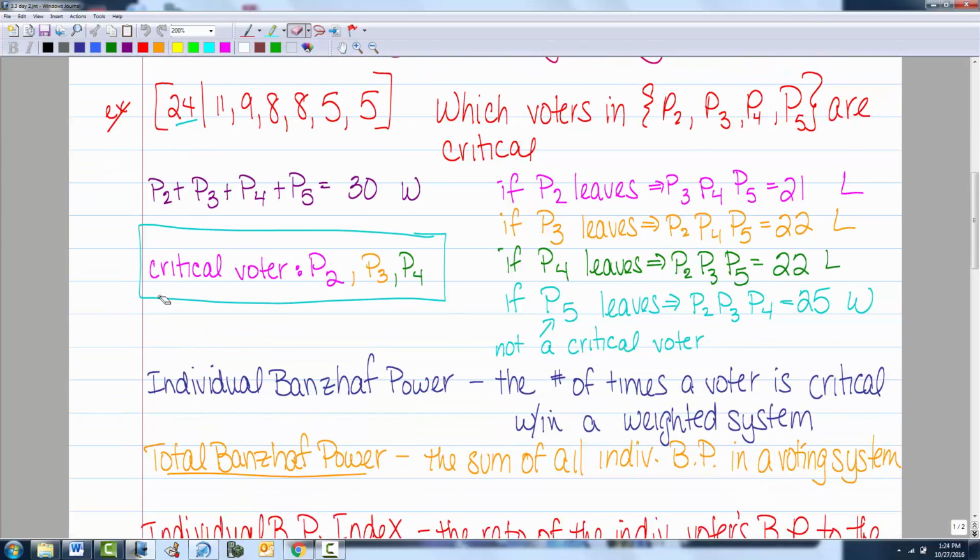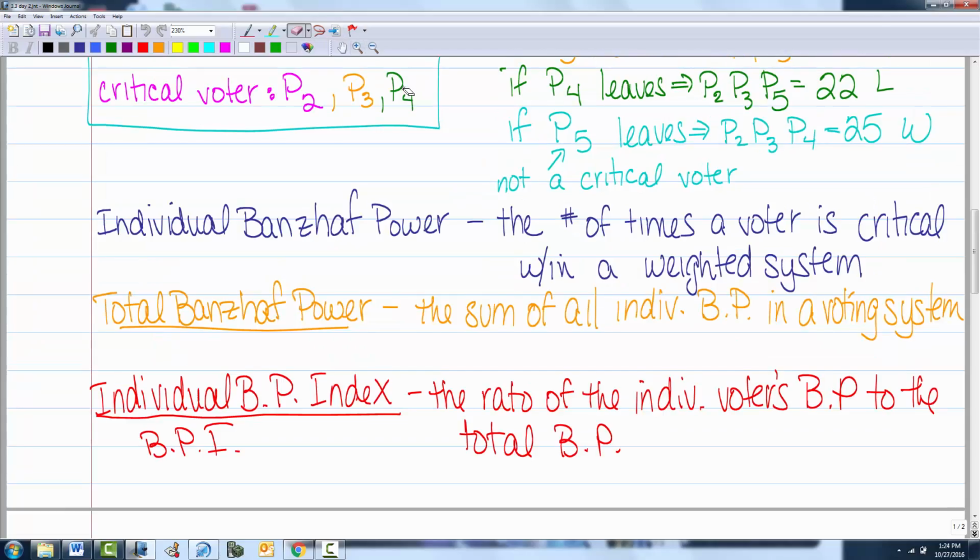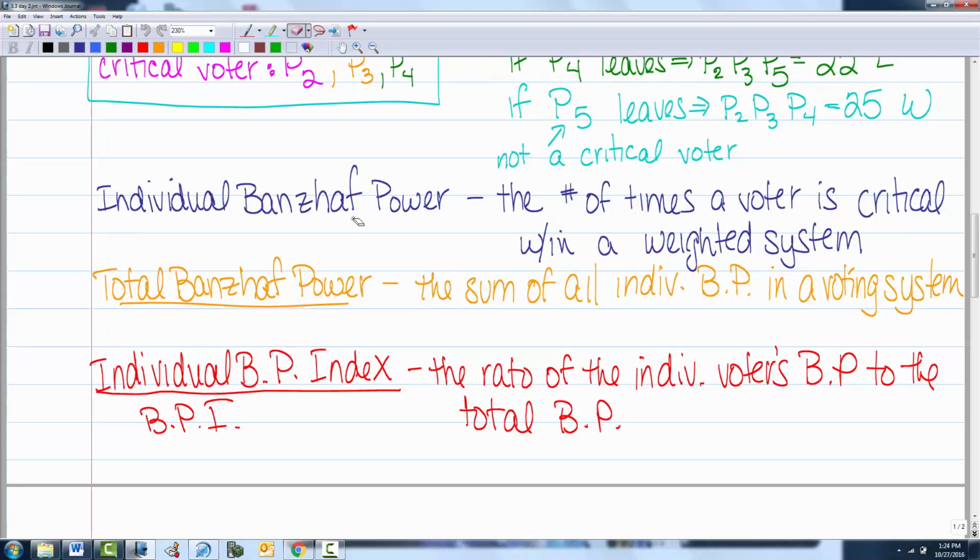Okay, next terms. Write them down. I'll explain them in the next example. Boom. Banzai. It's not Banzai, it's Banzhaf. I think. I don't know. I'm just reading what it says here, but I can't stop saying Banzai when I do the notes, so I apologize for that ahead of time.